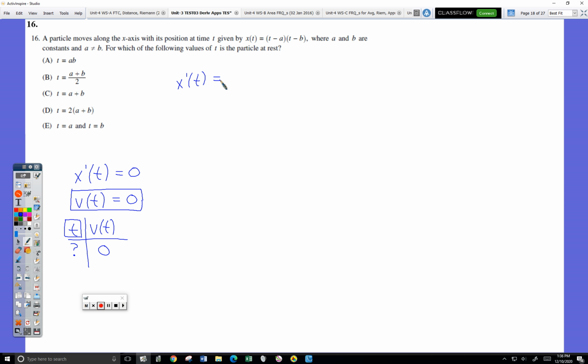Jonah, so you find the derivative of t minus a times t minus b, right? Okay, so then you do the product rule, which would be t minus b times the derivative of t minus a. And just make sure you put all the parentheses, all the places they are required. Okay, so parentheses t minus b, parentheses d t minus a over dx.